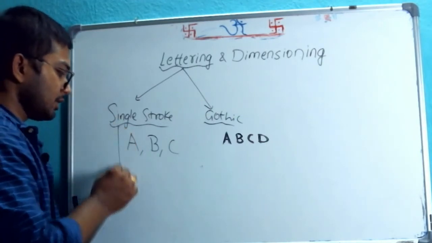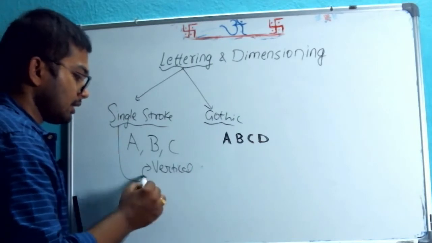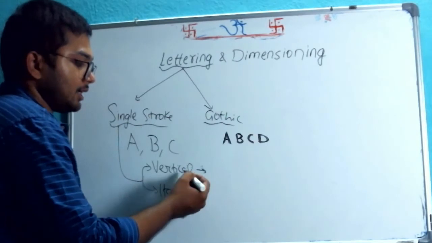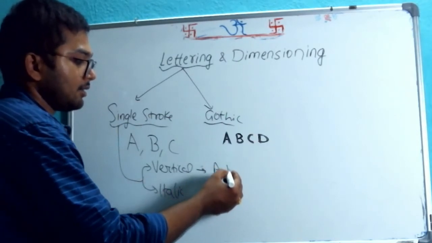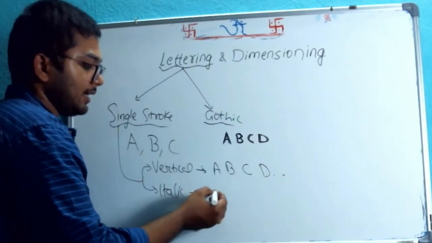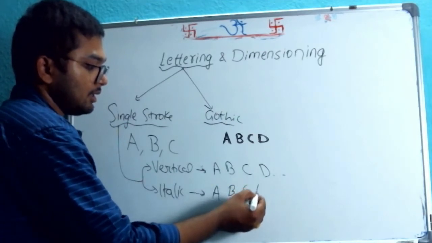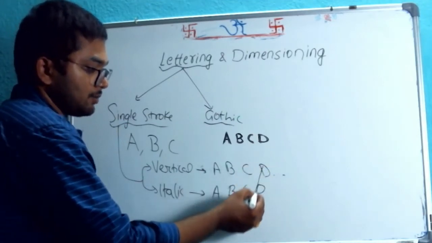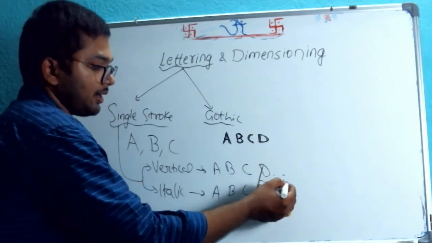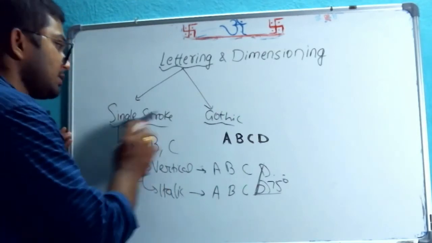Further, from single stroke, we have two things. One is vertical type, the other is italic. The difference is that vertical lettering will be like A, B, C, D, and so on. For italic, we have A, B, C, D like this. We observe that with the horizontal, this edge makes around 75 degrees approximately. Now, that is one part in single stroke Gothic.